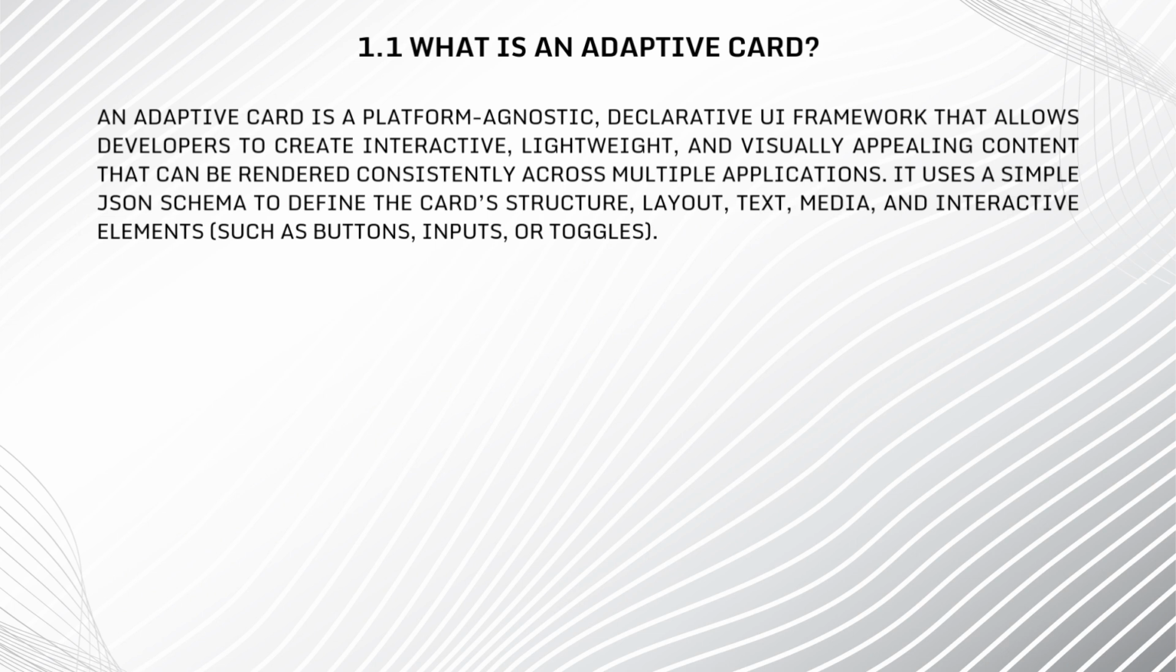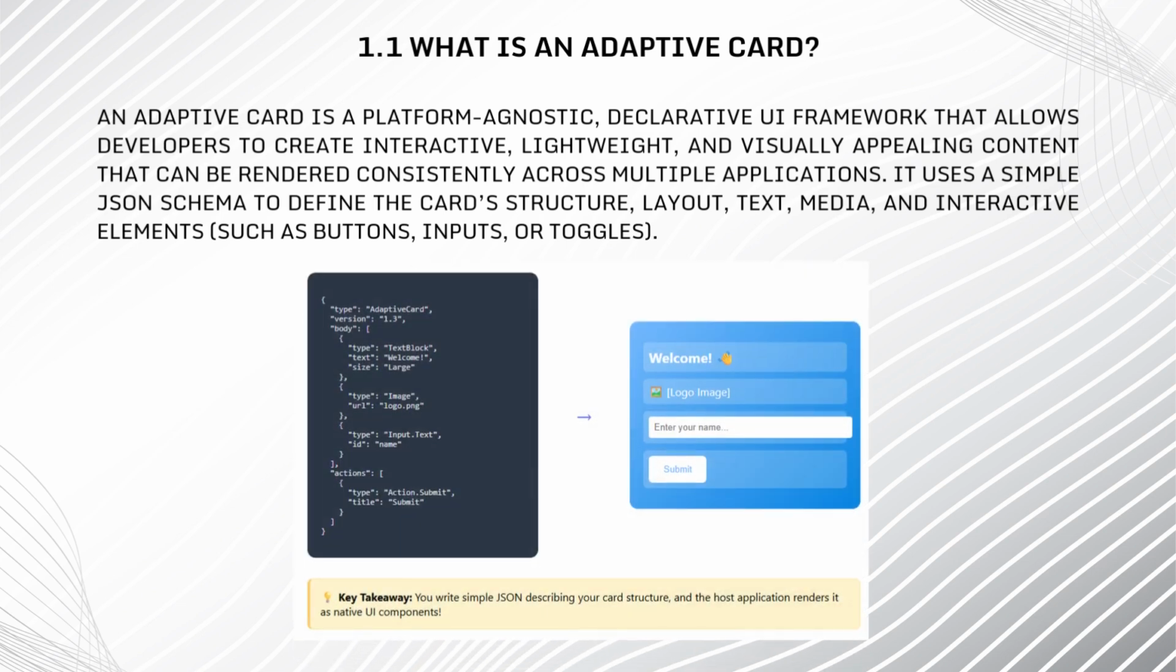Now, here's where it gets really interesting. As you can see in the example on your screen, an adaptive card uses a simple JSON schema to define everything about the card, its structure, layout, text, media, and interactive elements like buttons, inputs, or toggles. Look at this practical example. On the left side, you can see the JSON code that defines our card. It's remarkably simple and readable.